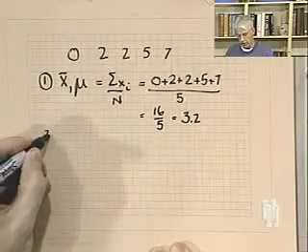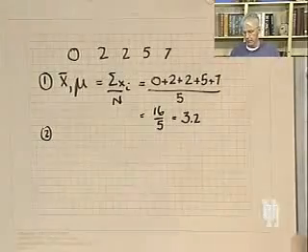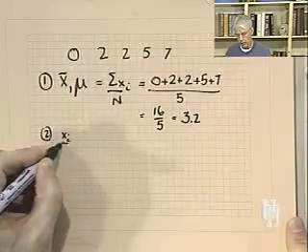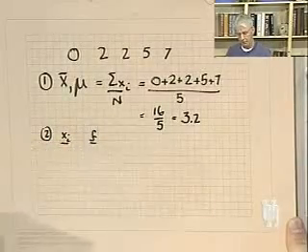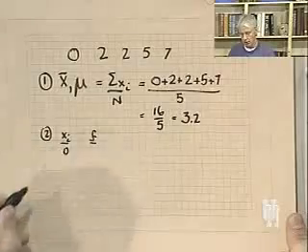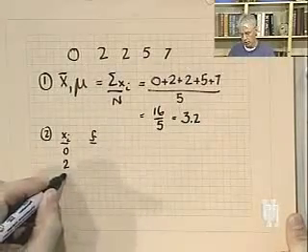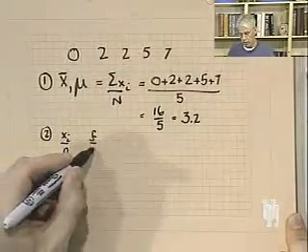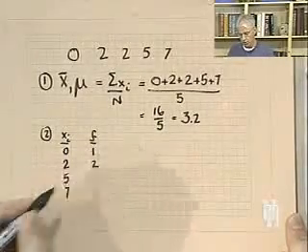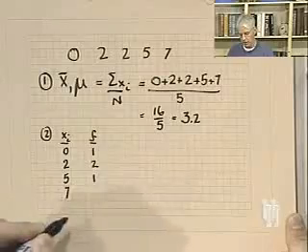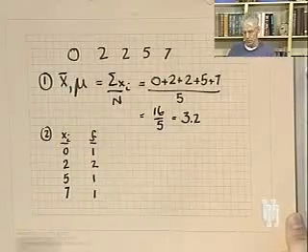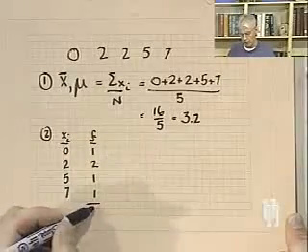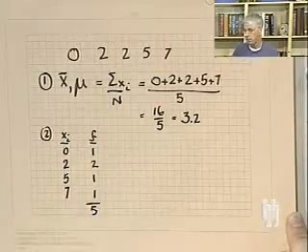The second method is where we first construct the frequency distribution. Here are the xi's and here's f. The xi's are 0, 2, 5, and 7. There is one 0, there are two 2's, there is one 5, and there is one 7. Yes? So there are, in fact, 1, 2, 3, 4, 5 scores.